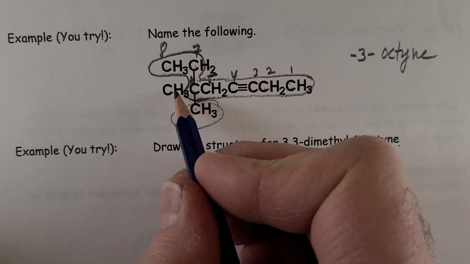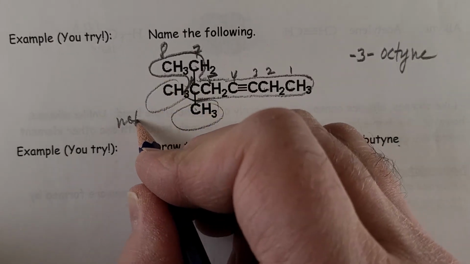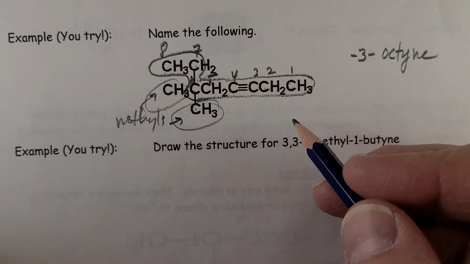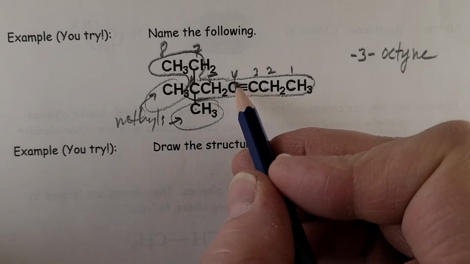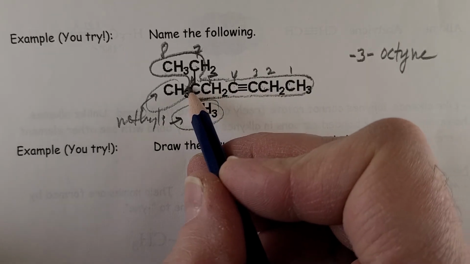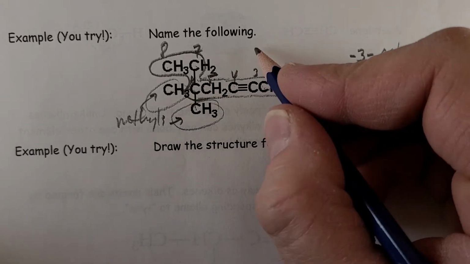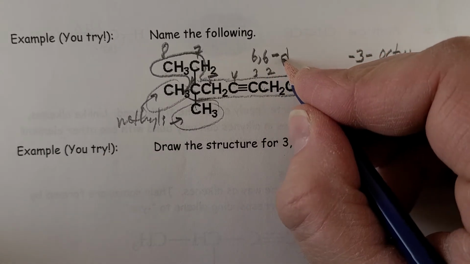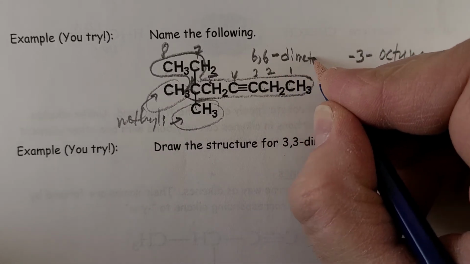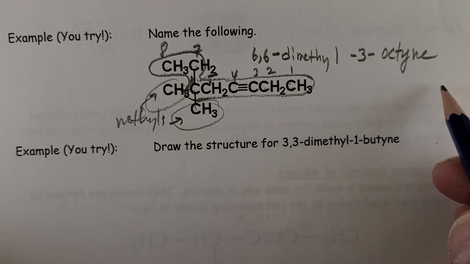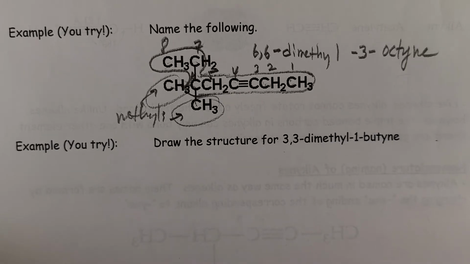And oh, we have attached groups here. Look at that. We have some methyls, and those methyls are at positions, let's see, 1, 2, 3, 4, 5, 6, and 6. So 6,6-dimethyl-3-octyne. There we go.